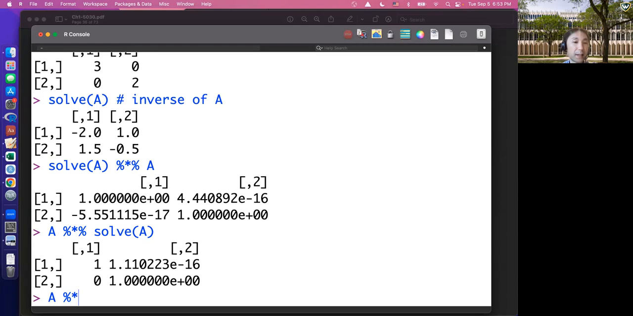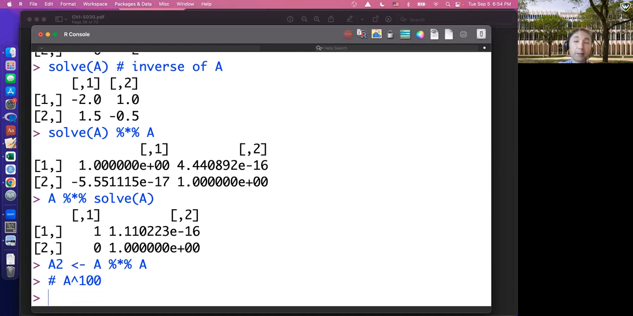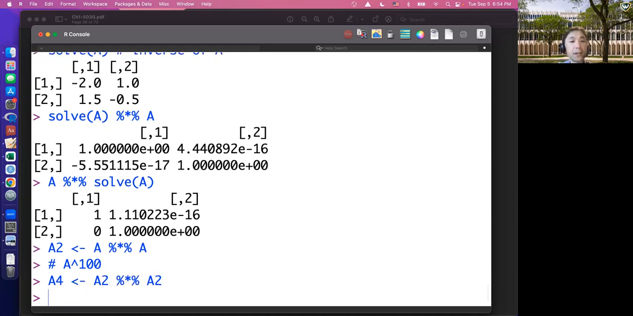And I think this kind of question may appear in the quiz. For example, how to calculate A to the power 100. R has some function, but you don't really have to calculate the matrix product 99 times. Suppose we want to get A to the 100. At first we can calculate A squared, then we can get A to the fourth power next, and maybe A to the eighth next, and so on. Then you can save some time. So there are several ways.